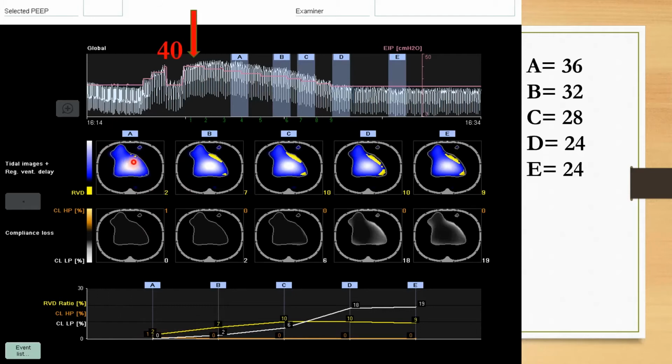So we see here this upward trajectory. And then as we go lower, we can start seeing it going down. So a tremendous amount of pressure was required to keep this lung open. All right, let's go to the next one. Here's a video.